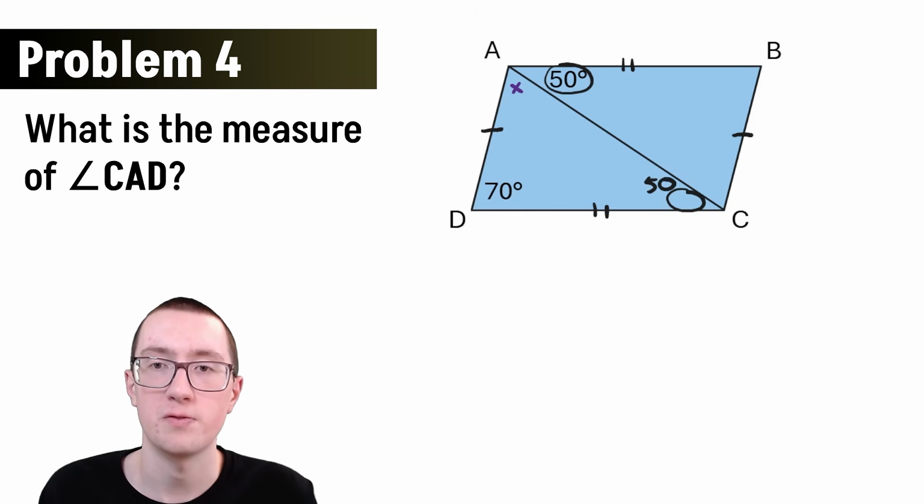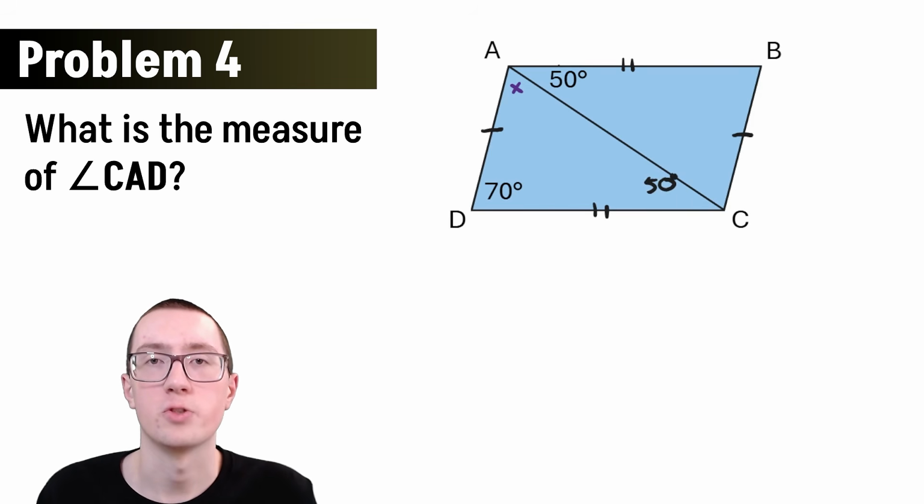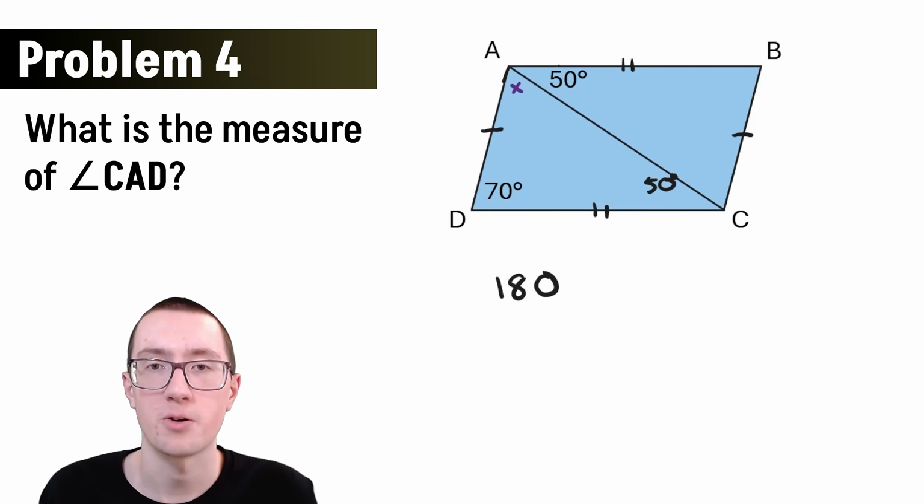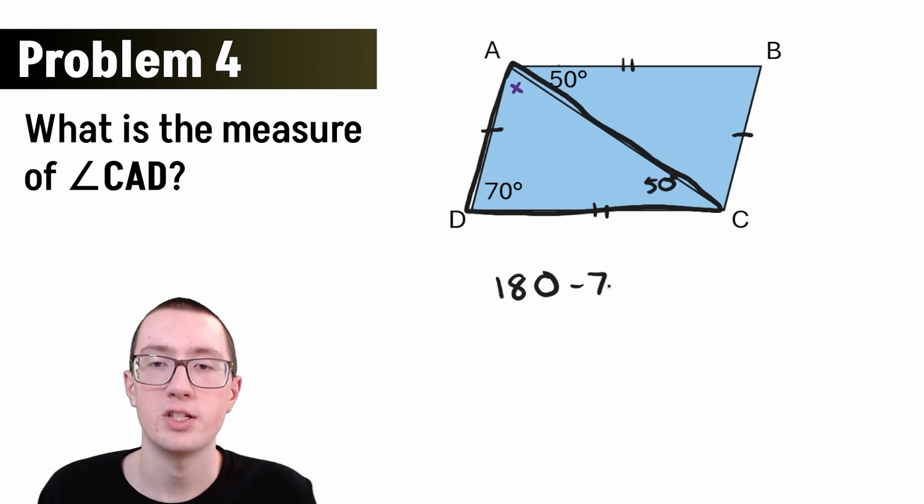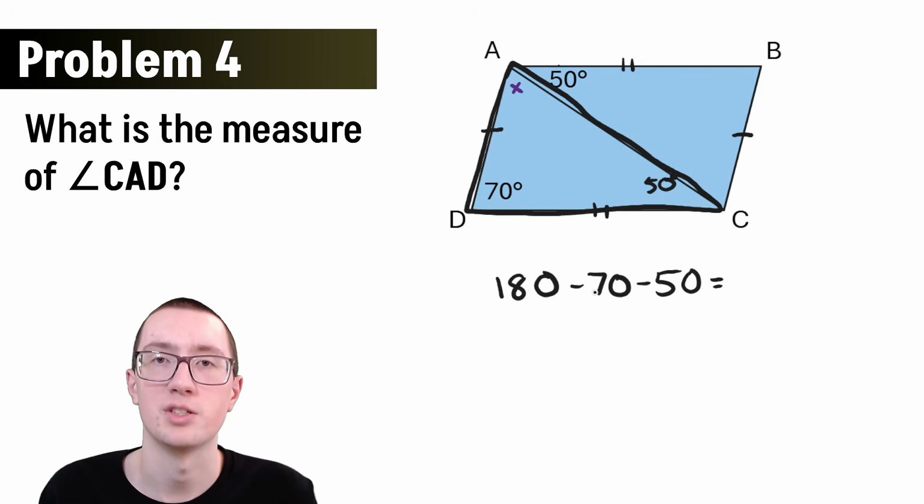So this has to be 50 degrees. And all the angles of a triangle have to add up to 180. So we have 180 in total in this triangle here. By the way, I'm talking about this triangle. This angle here is taking up 70 of them, and this angle here is taking up 50 of them. So all that's left for this angle here is 180 minus 70, which is 110, minus 50, which is 60.